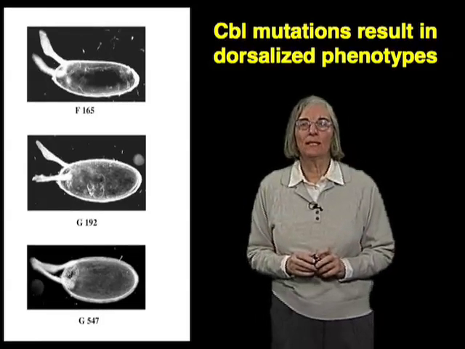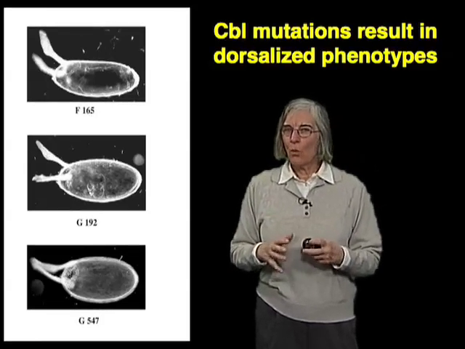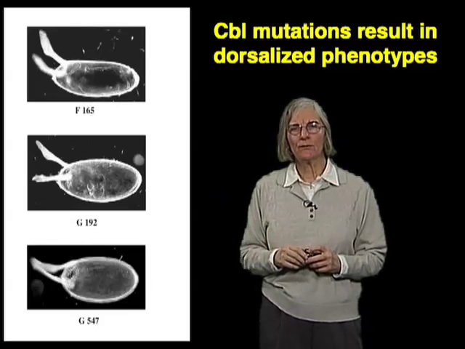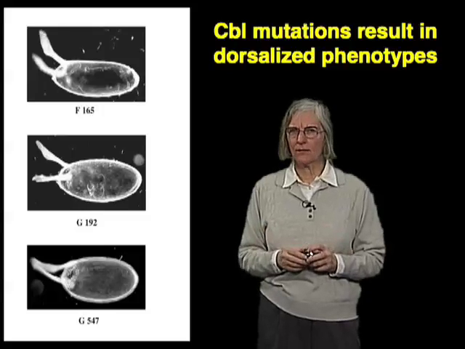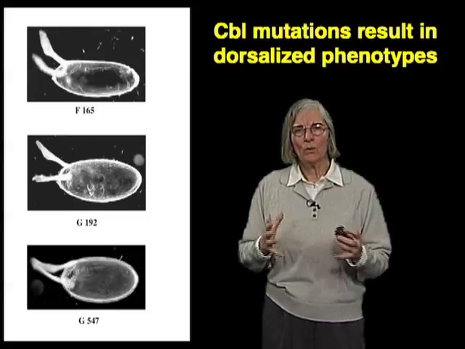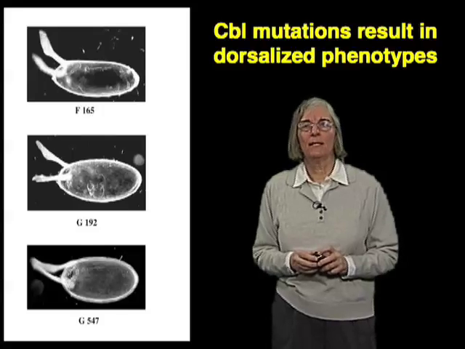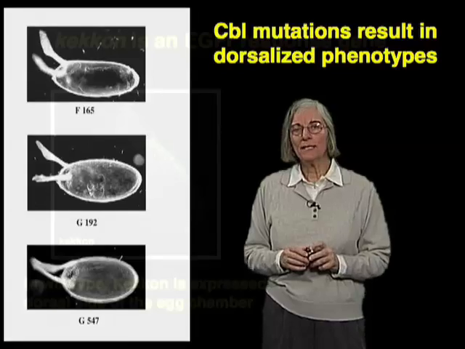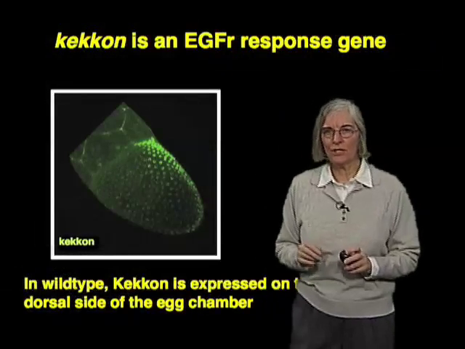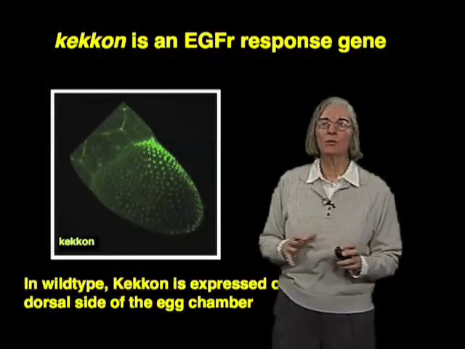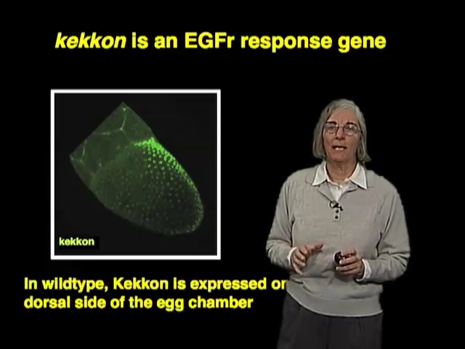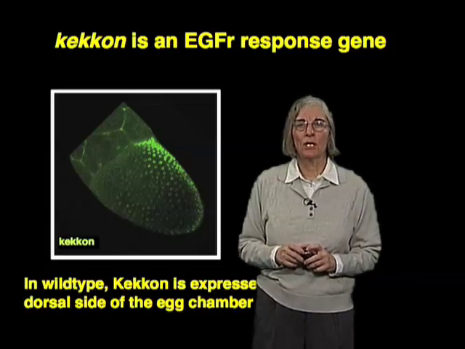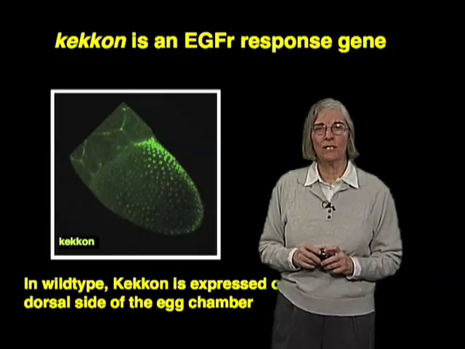Now we wanted to really understand better, however, whether Sybil is really only required on the dorsal side to downregulate the receptor, or whether it has any effects on the ventral side, and how, in general, it shapes the activity of the receptor. For this, we used some target genes of the EGF receptor to see how they would be misregulated by the loss of Sybil function. Kekon is one of such EGF receptor response genes.